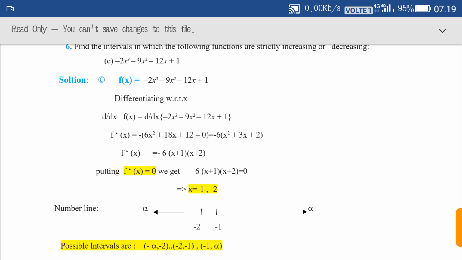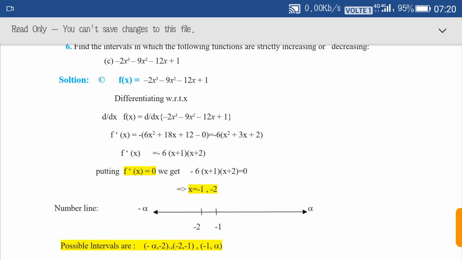Differentiation of f(x) is f dash x is equal to, now differentiating the right hand side, you take minus common and then differentiate it. Minus bracket 6x square plus 18x plus 12 minus 0, which is equal to minus 6 common, x square plus 3x plus 2. Now factorize this, you get f dash x is equal to minus 6 (x plus 1)(x plus 2).